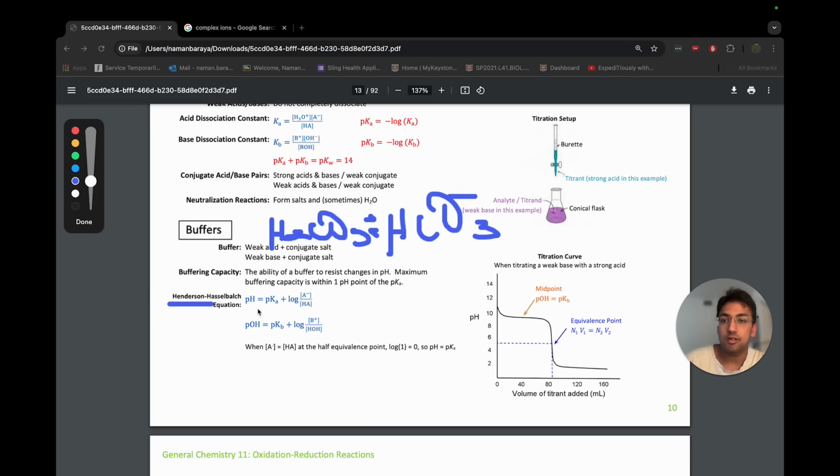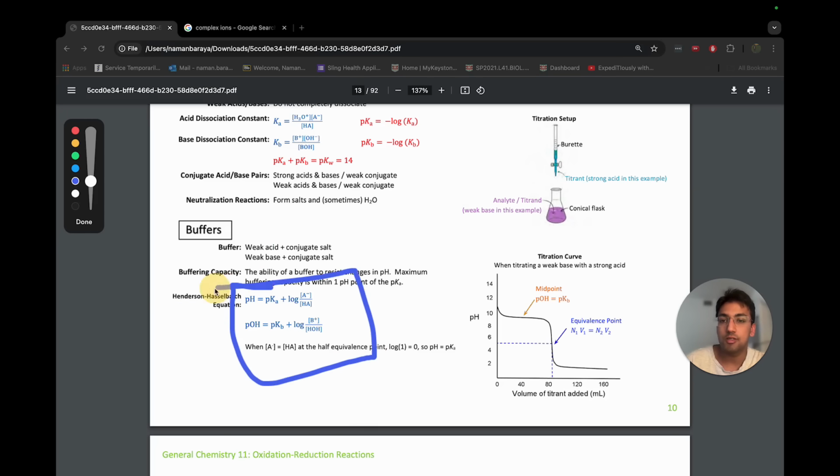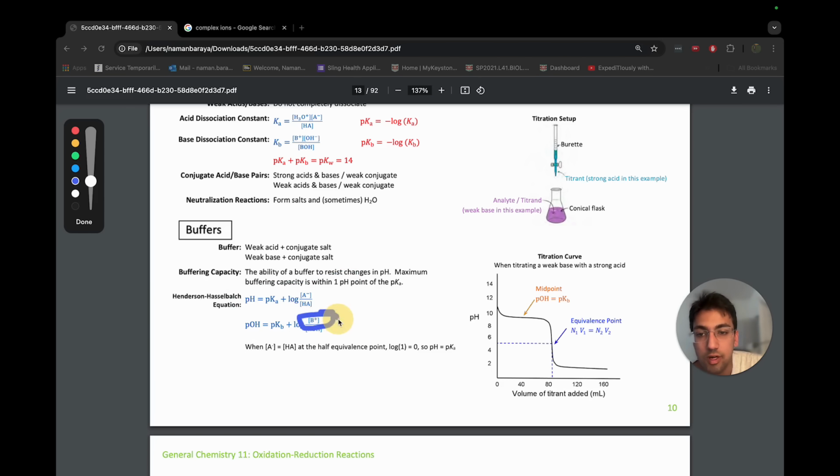Okay, now we have the Henderson-Hasselbalch equation. Make sure you memorize this. This is very important. pH equals pKa plus log base over acid, and then this is kind of the opposite: pOH equals pKb plus log base over acid. And this is, again, really, really high yield for you to remember, because basically you can figure out what is the relationship between pH and pKa based on this ratio.